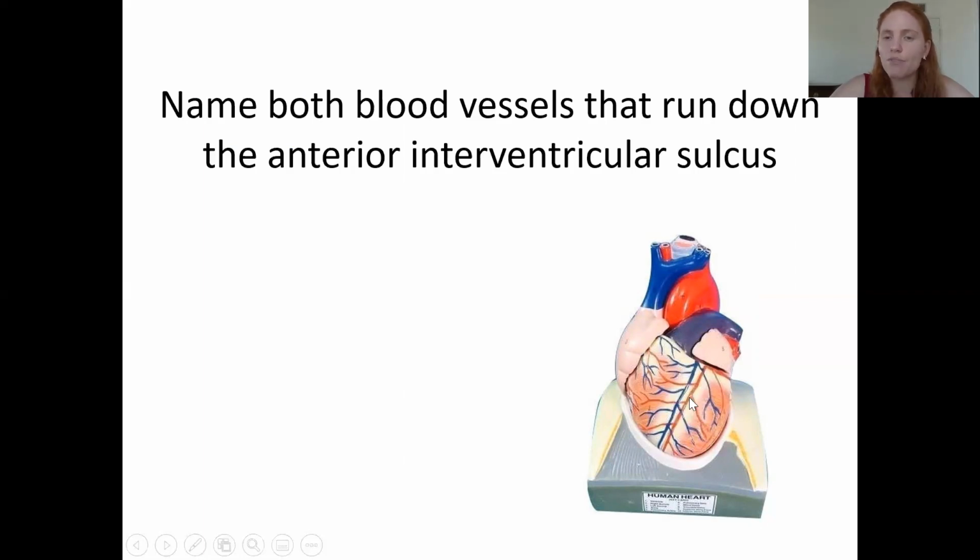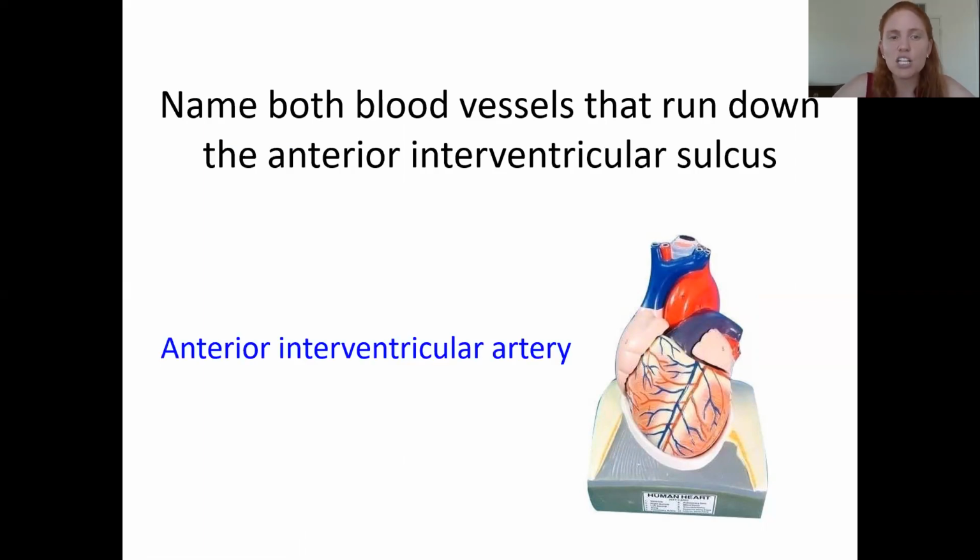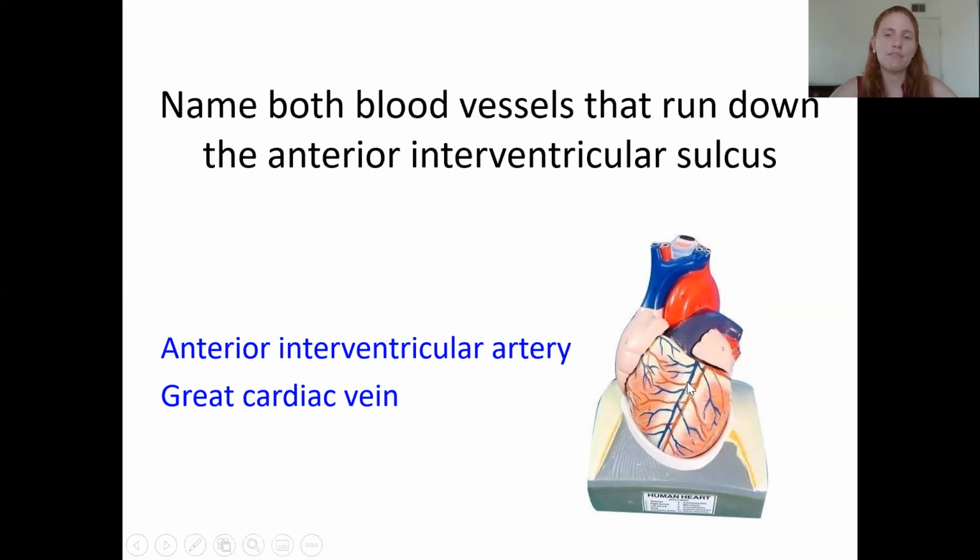What is the name of the red one? The red one, if it's red, it's going to be an artery, except for the pulmonary arteries. So that would be the anterior interventricular artery. And if it is blue, that means it's going to be a vein, again, except for the pulmonary veins. And so that would be the great cardiac vein. Okay, those are the two big ones in the front.